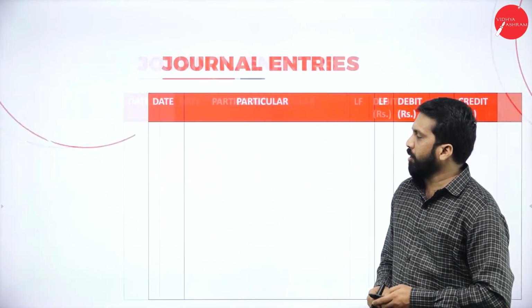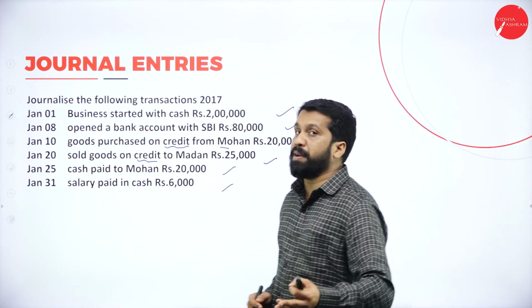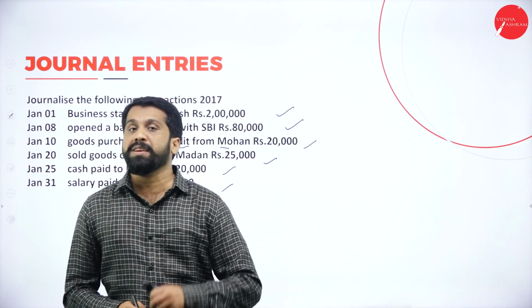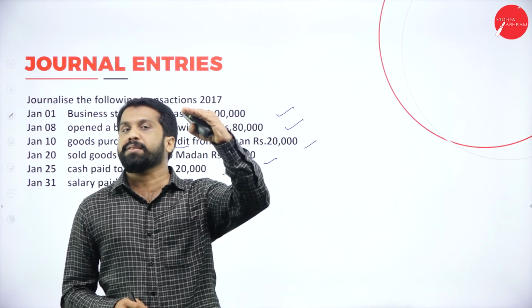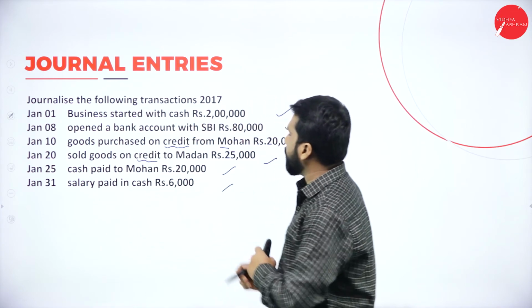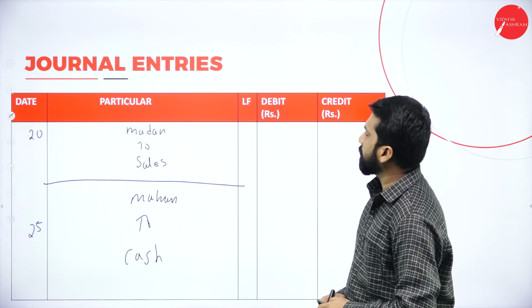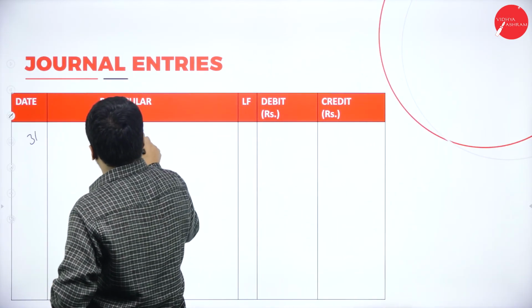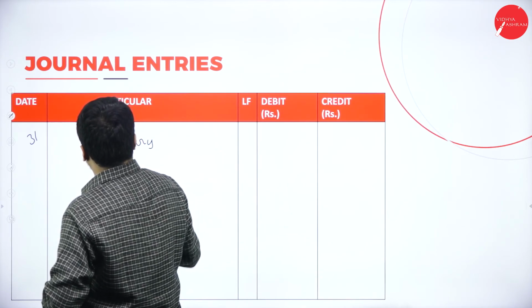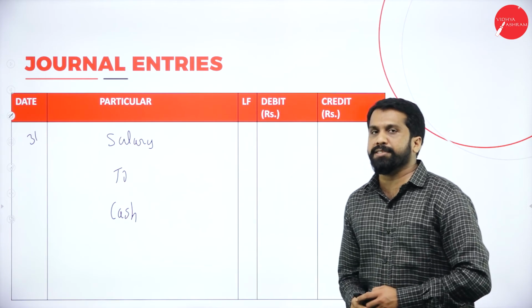Now I'll go for the last one. Salary paid in cash. Are you receiving or paying? You are paying. Cash should be credited. For what reason are you paying? Salary purpose. Salary account debit to cash account. How much is it? 6,000. January 31st. Salary account debit to cash account. Done. So these are your journal entries.